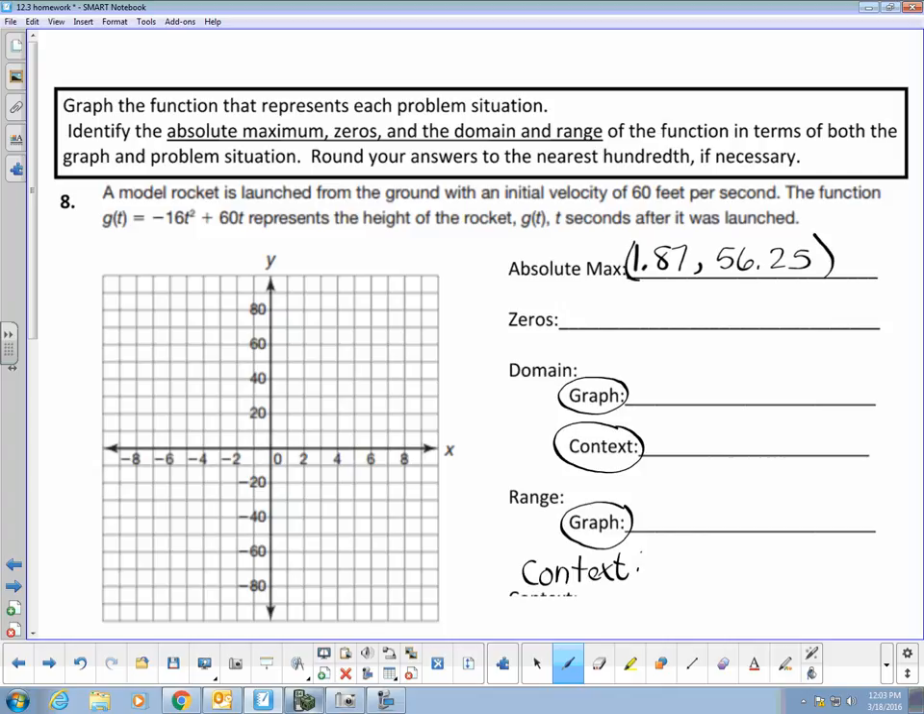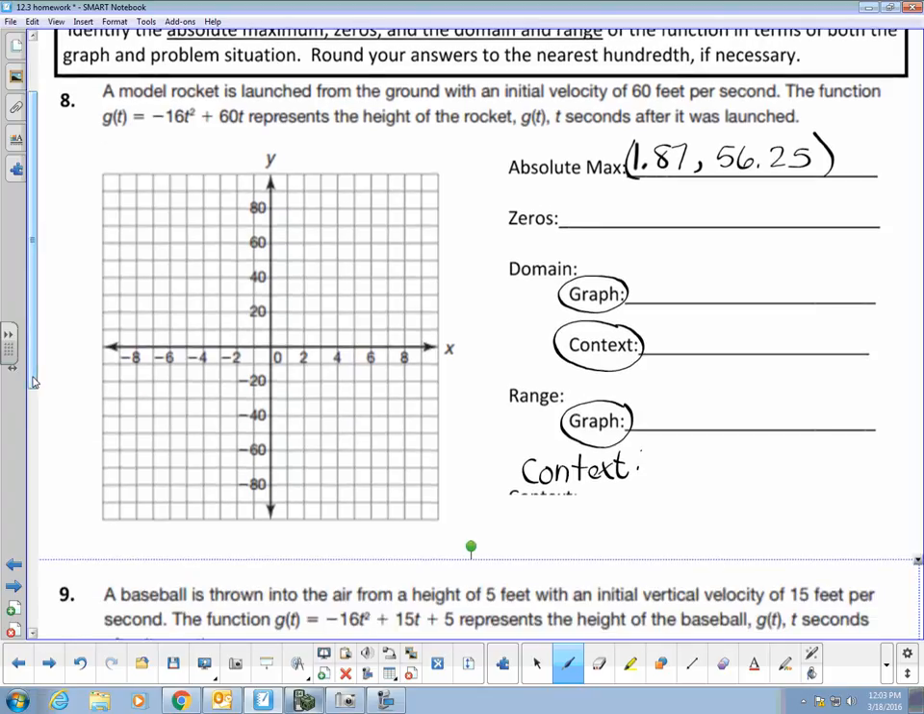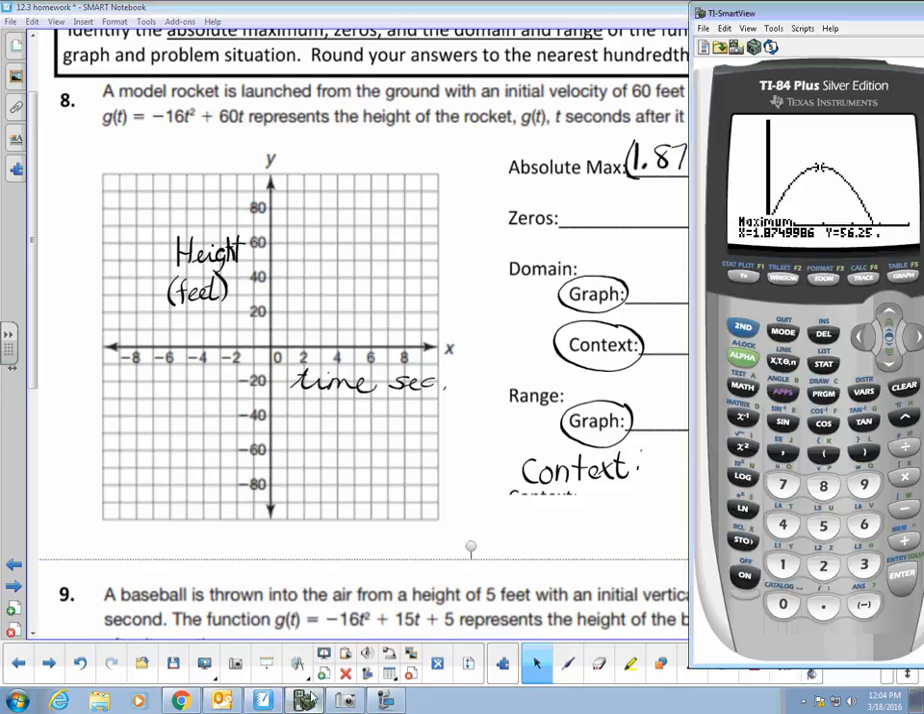Now, what that means is, in our graph, we have our time in terms of seconds. We have our height in terms of feet. So after 1.87 seconds, my maximum height is up at 56.25 feet. So let's just take a moment, let's go back and take a look at what this graph looks like in our graphing calculator.